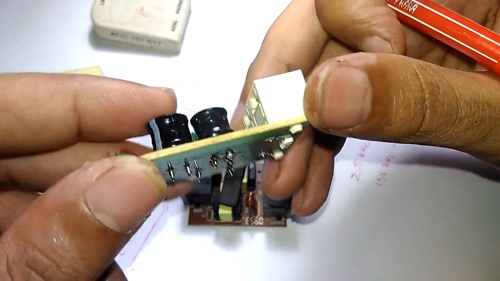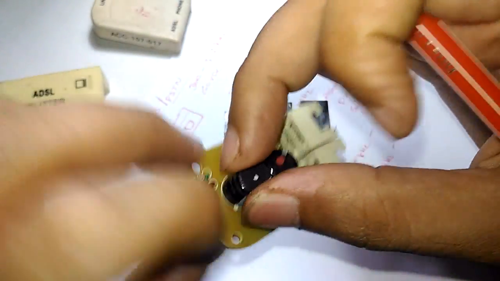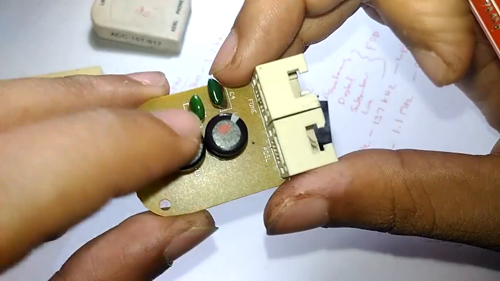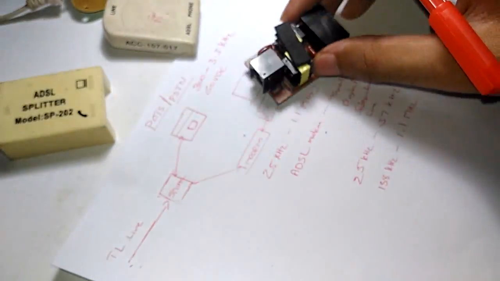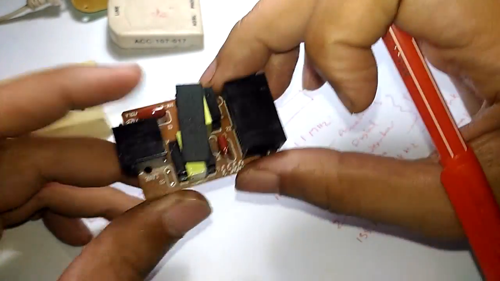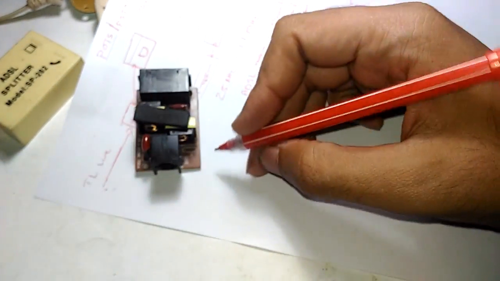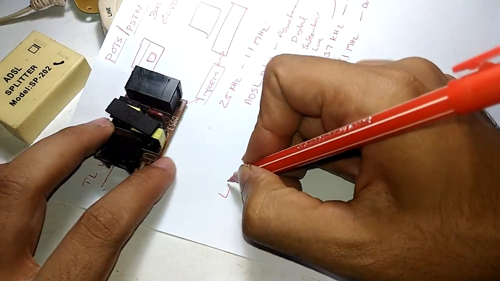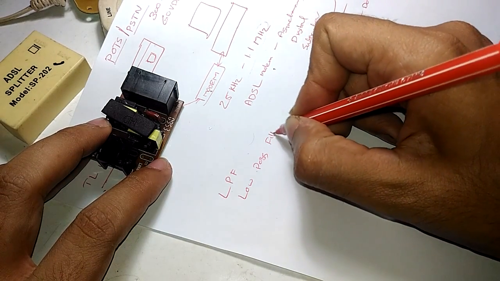Let me open this one and see the exact same thing. The only difference is that instead of using a proper transformer, they are actually using a toroidal, like a ferrite bead transformer over here. This is also a transformer. You can see 4 coils. So now let me tell you what happens. This is actually a low pass filter, the LPF.